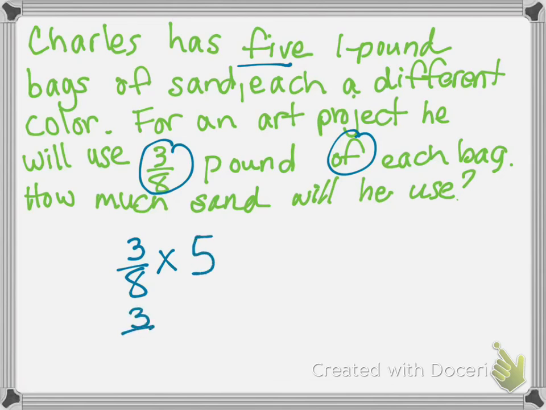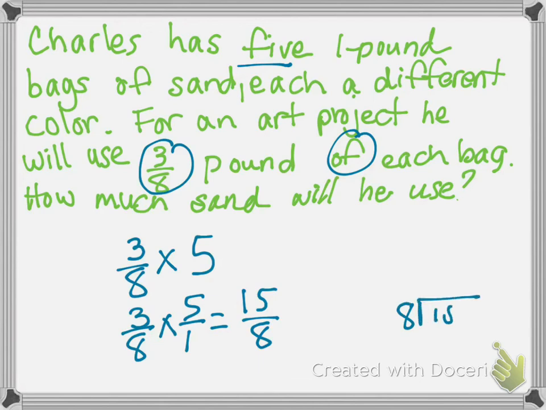And so then we're going to put the 5 over the 1, multiply across. 8 goes into 15 once. If we subtract that, we get 7. So we get 1 7/8 pounds of sand for that one.